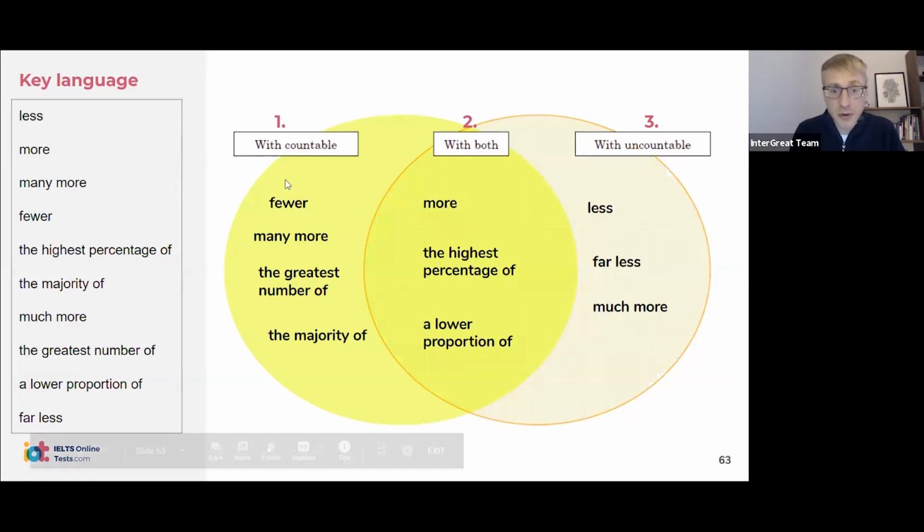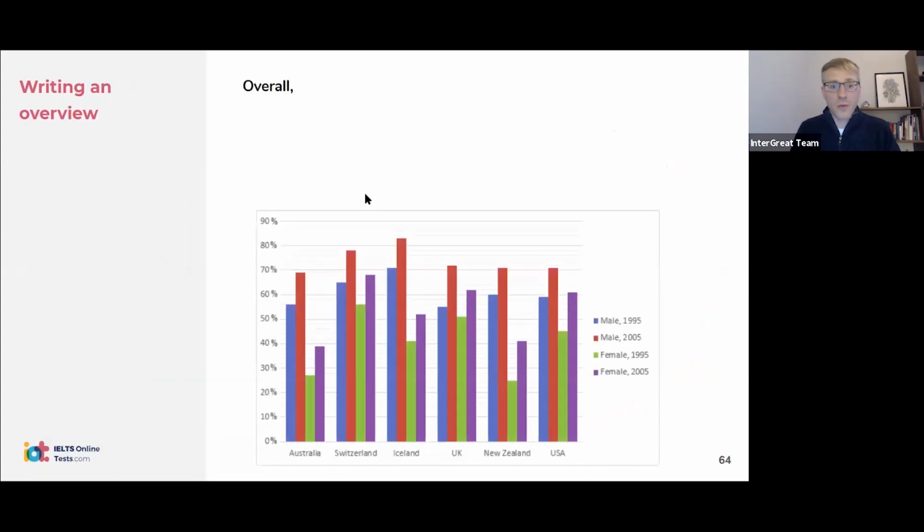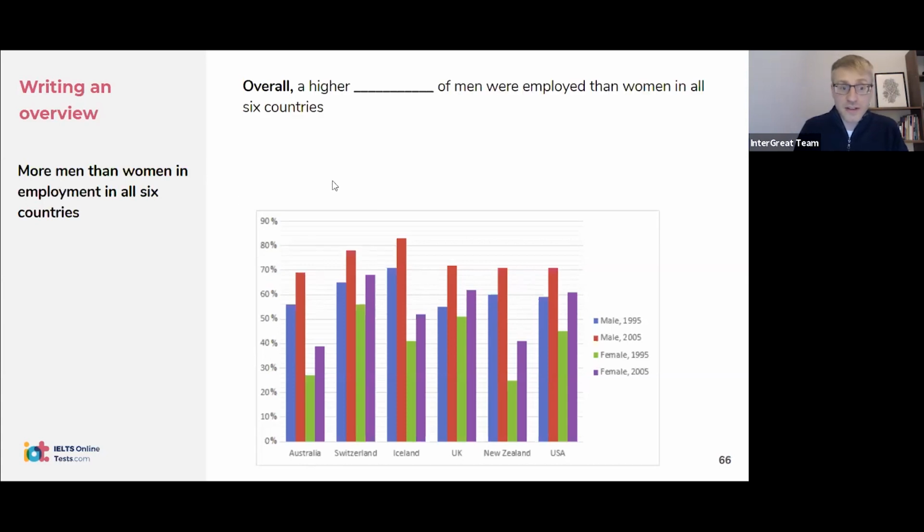So let's try to put in some of this language into our overview now, right? We've got our keyword here, overall, right? Please, please, please start your overview with overall. It makes it very clear to the examiner, here is my overview, okay? So you will definitely get a band 6 at least if you have that included, right? We then want to say that more men than women were employed in all countries.